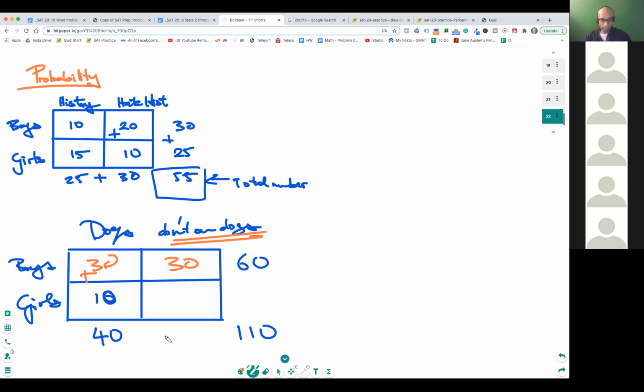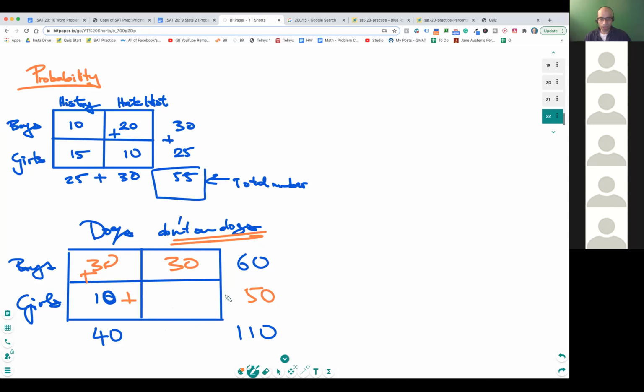So 40 plus, sure, you can try it this way as well. If you want to try, this is 50 right over here, right? This is 50 and gives you the answer. Now because this is 50, that gives you 40 right over here, right? And that gives you 70 right over here, right?